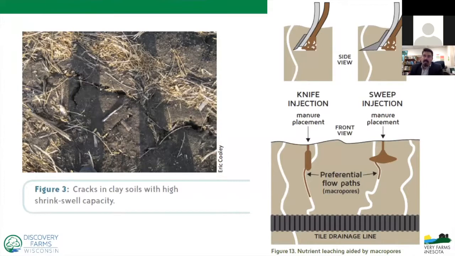But again, these are really only going to be beneficial on soils where you feel there are a lot of preferential flow pathways.